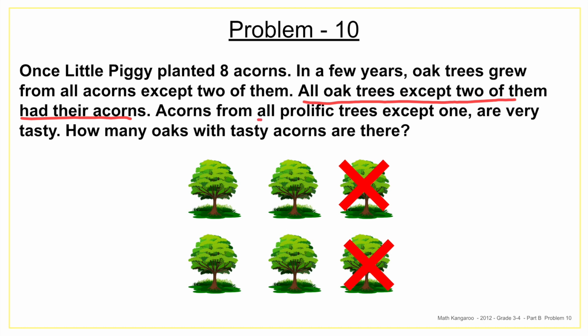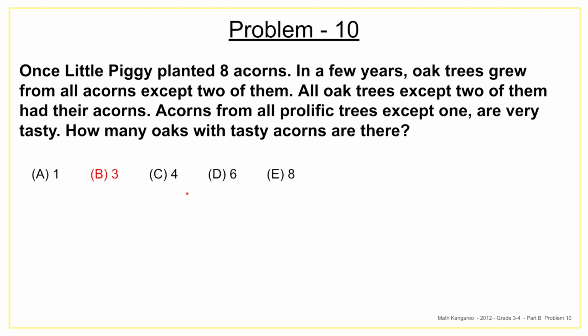Acorns from all prolific trees except 1 are very tasty. So 1, we remove it. How many oaks with tasty acorns are there? We see 3. So we have 3 trees that have delicious tasty acorns. Our answer is option B, 3.